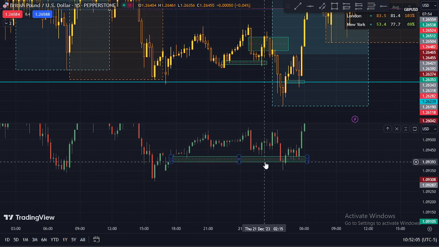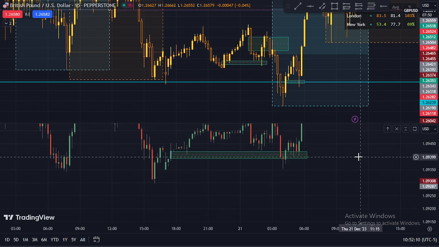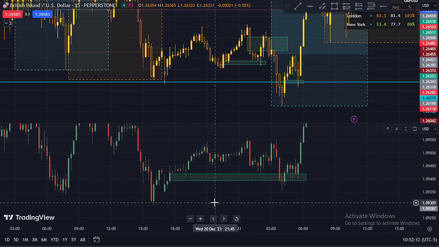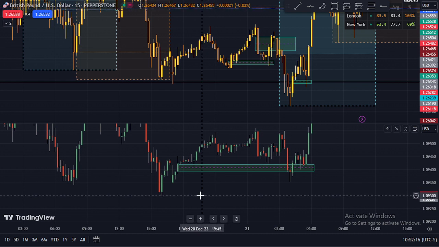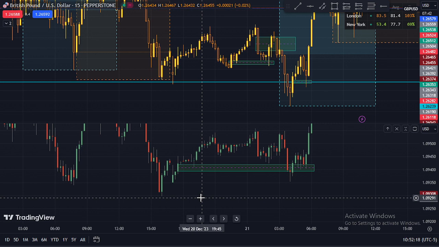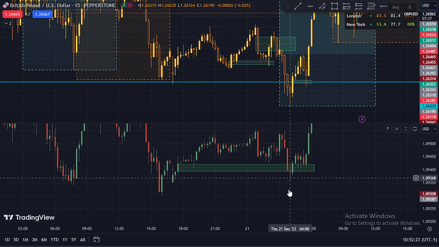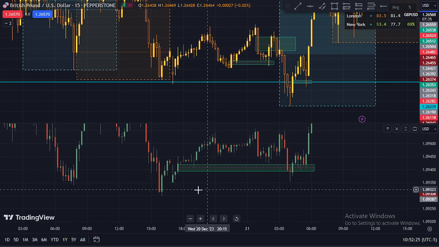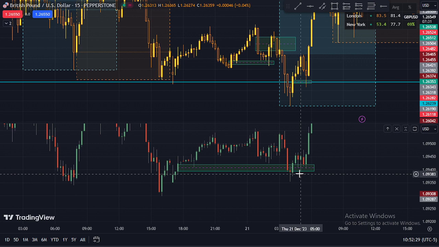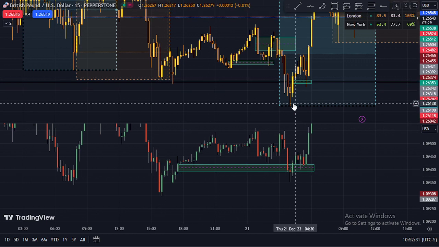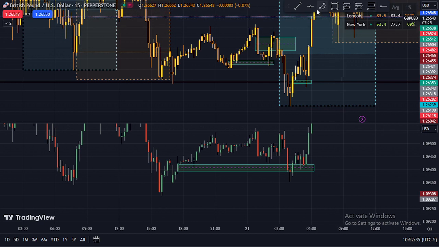The real takeaway of the day was we had an SMT divergence, whereby these are correlated markets, whereby if this one makes a lower low like it did here, this one is supposed to do the same. But as you can see, we had an SMT divergence from these lows to this low, from this low to this low. So it would look something like this.